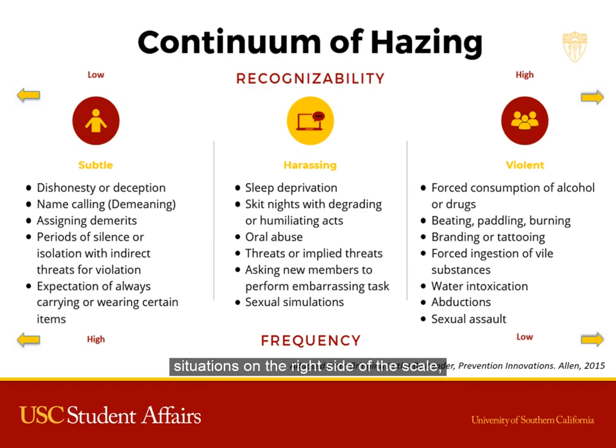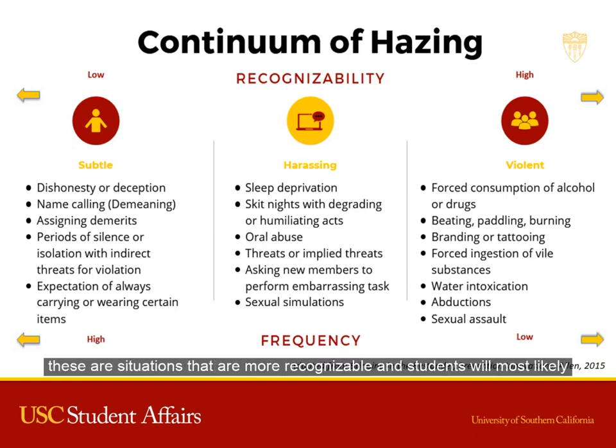With the more violent situations on the right side of the scale, these are situations that are more recognizable, and students most likely will associate these situations with hazing. Forced consumption of alcohol or drugs, beating, paddling, burning, branding or tattooing, being forced to ingest vile substances, water intoxication, abductions, as well as sexual assault.